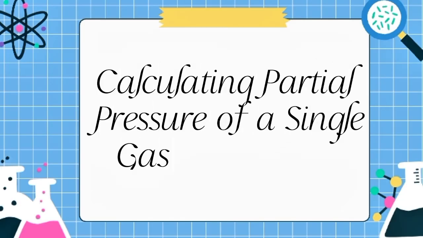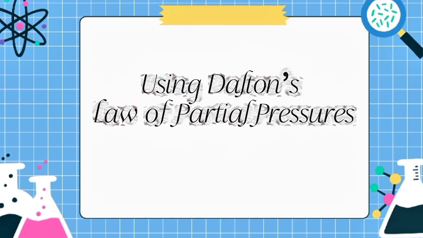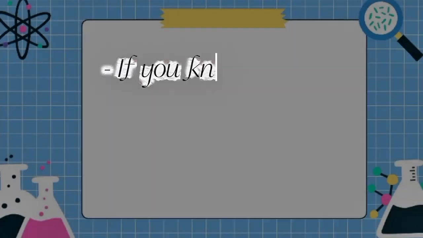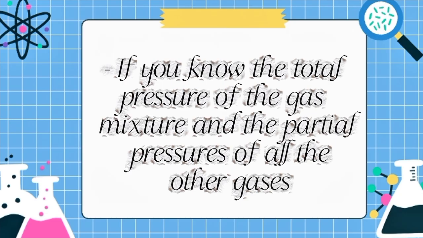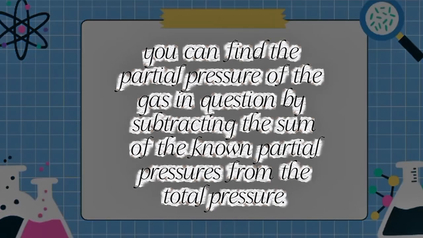Calculating partial pressure of a single gas in a mixture, using Dalton's law of partial pressures and total pressure. If you know the total pressure of the gas mixture and the partial pressures of all the other gases, you can find the partial pressure of the gas in question by subtracting the sum of the known partial pressures from the total pressure.